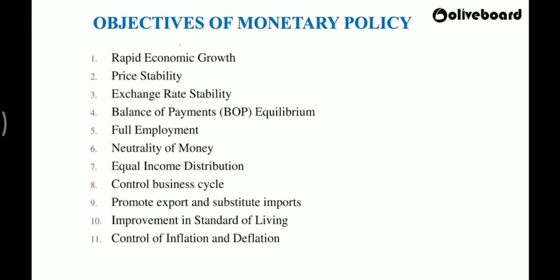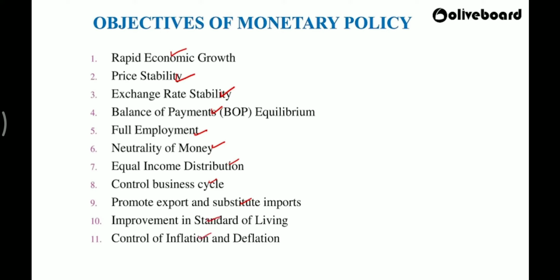Now, the objectives of monetary policy, again: rapid economic growth, price stability, exchange rate, that is currency valuation, balance of payments equilibrium, that is, when you are importing or exporting, how much you have to pay or how much you have to receive, that is called balance of payments, full employment, neutrality of money, equal income distribution, control of business cycle, promote export and substitute imports. All right, so they wanted to promote what? Export, and they will tell you how you can substitute which one? Imports. Improvement in standard of living, control of inflation and deflation.